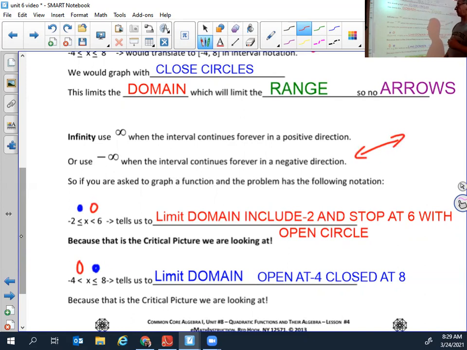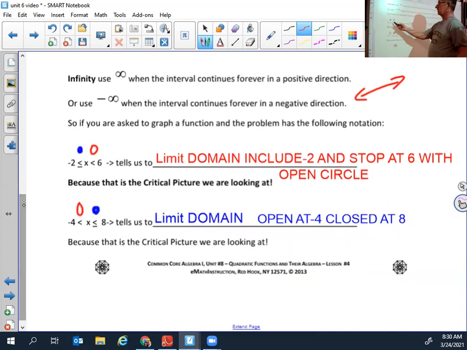And then I got a couple more examples down here at the bottom, and it shows you that when you have the less than or equal to, it includes the -2, so that would be a closed circle, and then you graph it to where it's equal to 6, and that would be an open circle. Then I have it switched around the other way. So we go from -4 with an open circle and then have our closed circle at +8, graphing in between those two points, nothing beyond it.